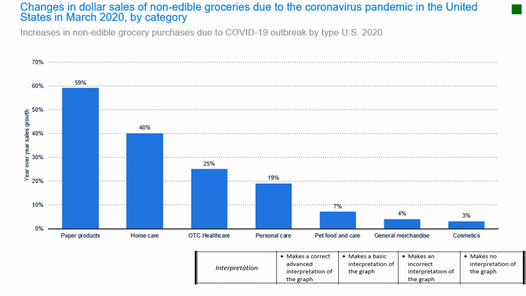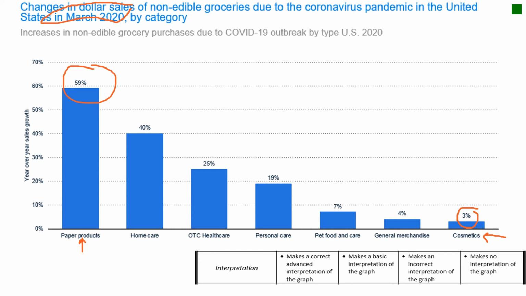This graph does have its title, and its title is saying the change in dollar sales as of March of 2020 by categories. So when I take a look at what do I see, of course I see my highest percentage in change, and I see my lowest change percentage. And I can of course relate it to paper products and cosmetics. With this high and this low, I can interpret, what does this mean?